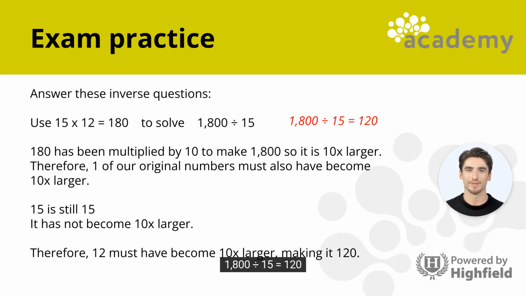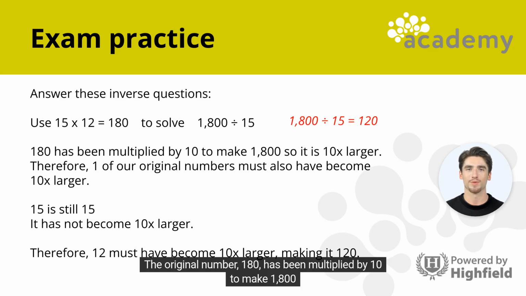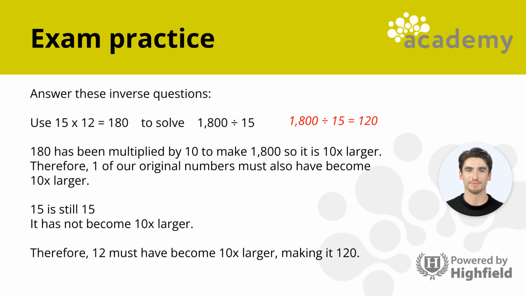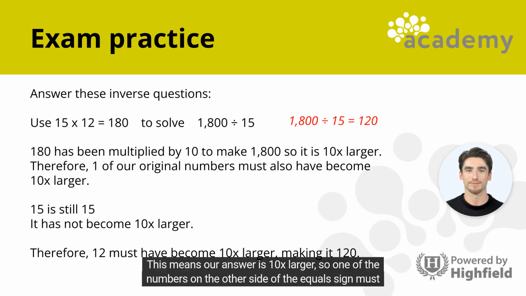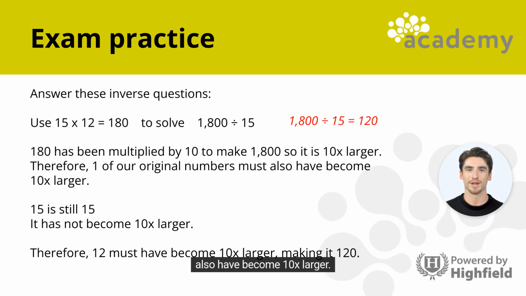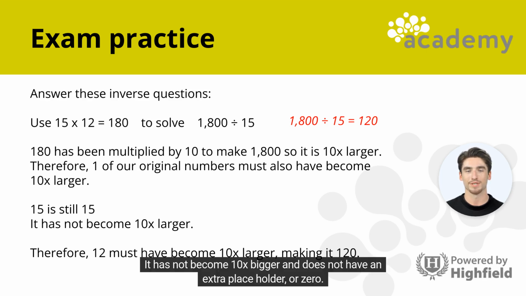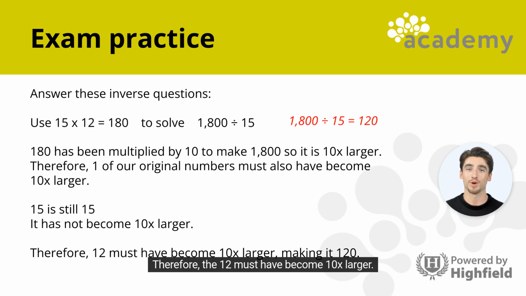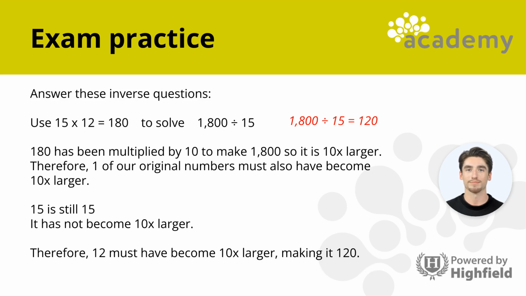1,800 divided by 15 equals 120. The original number, 180, has been multiplied by 10 to make 1,800. It has one extra place holder, or 0. This means our answer is 10 times larger, so one of the numbers on the other side of the equals sign must also have become 10 times larger. 15 is still 15. It has not become 10 times bigger and does not have an extra place holder, or 0. Therefore, the 12 must have become 10 times larger. This means 12 becomes 120.